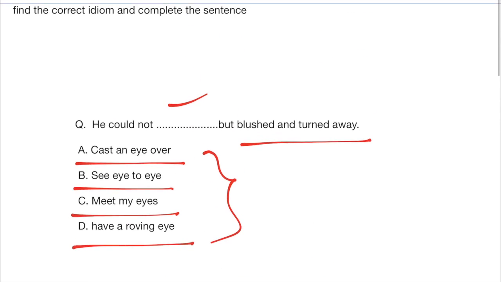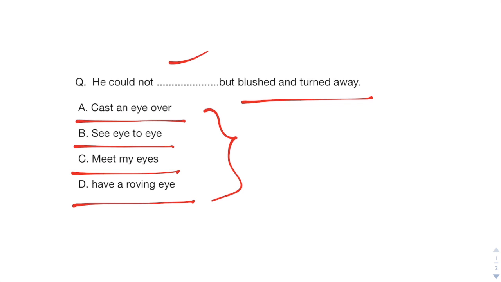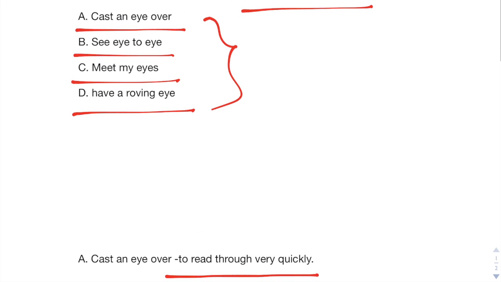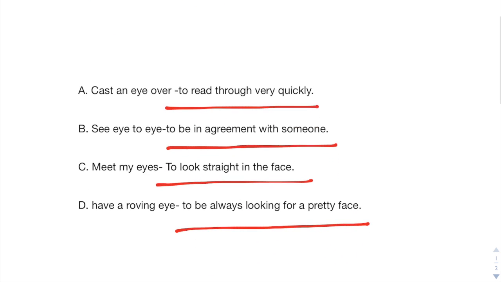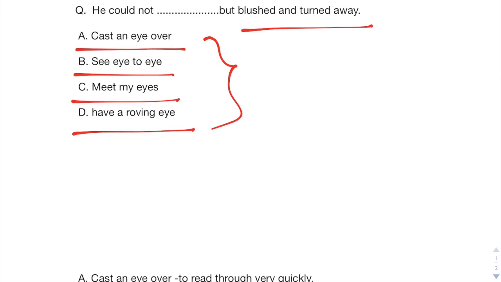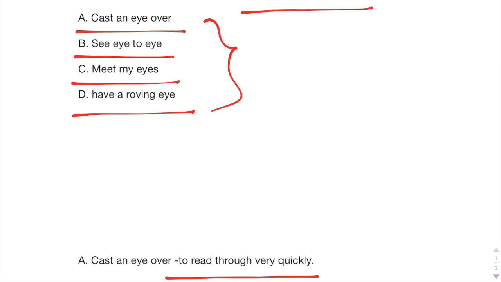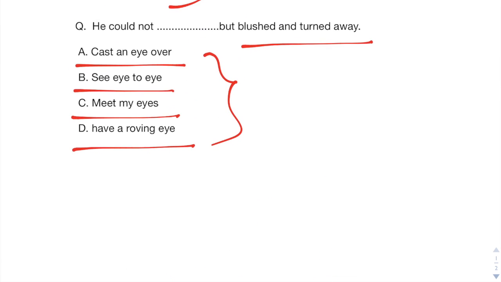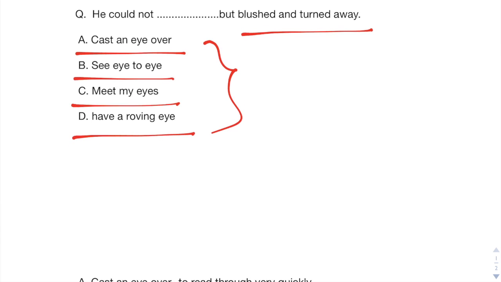Now the question is, he could not dash but blushed and turned away. If we put cast an eye over, then it means to read very quickly. That is not the context here. He could not read, he was not able to read quickly and blushed and turned away. Wo padhne nahi paya, sharmaya aur chala gaya. That is totally absurd. See eye to eye. He was in agreement with someone. No, the sentence does not imply that there was agreement sort of something in the question. That will be absurd.